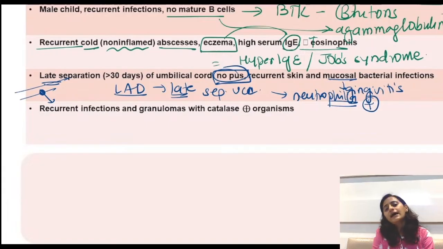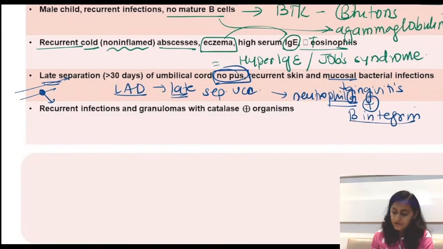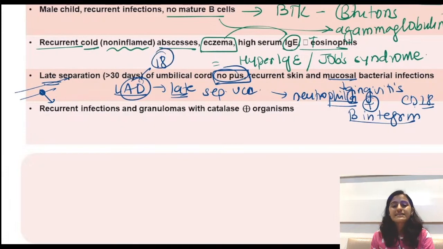Okay, and what is the defect here? At least we should know the beta-2 integrin defect. Beta integrin defect is what we have here. What CD marker? It is CD18. Remember, adhesion. Adhesion is 18. It is CD18, beta integrin.